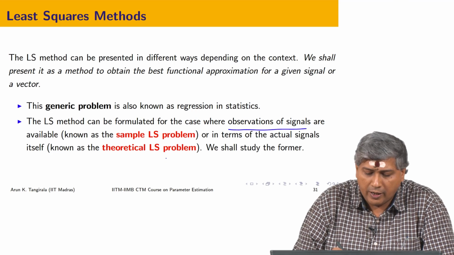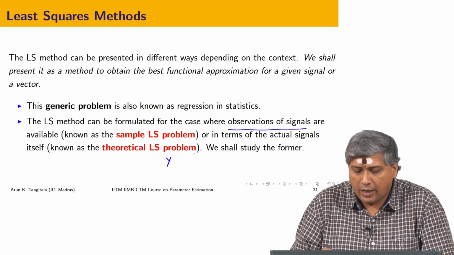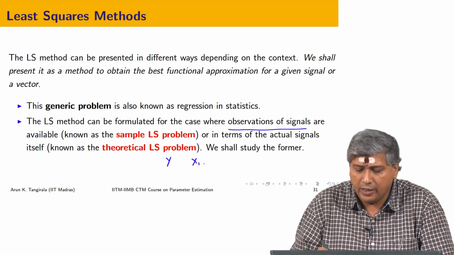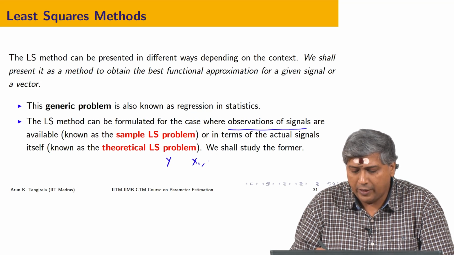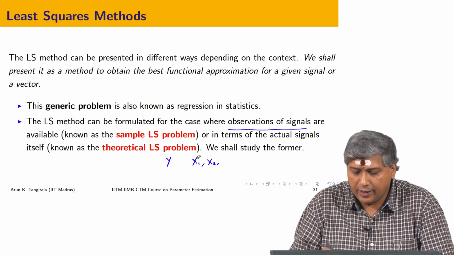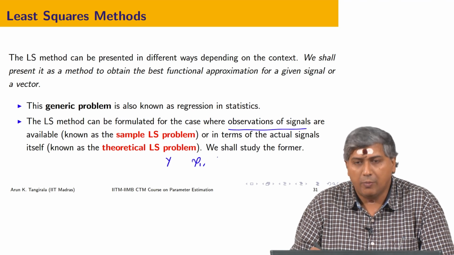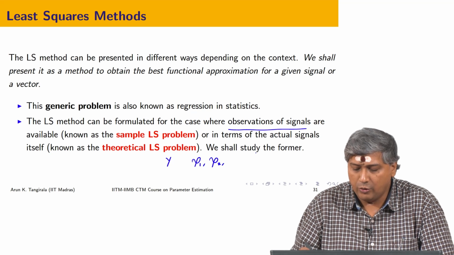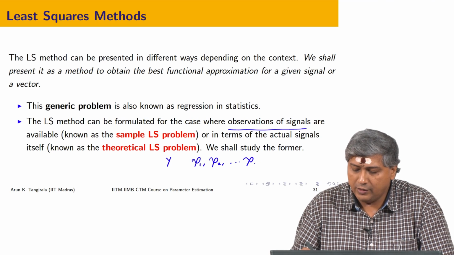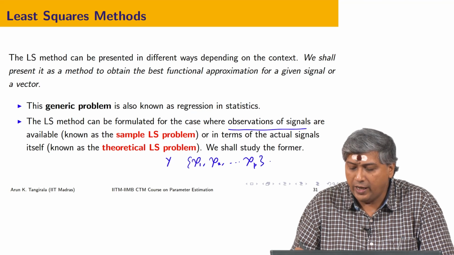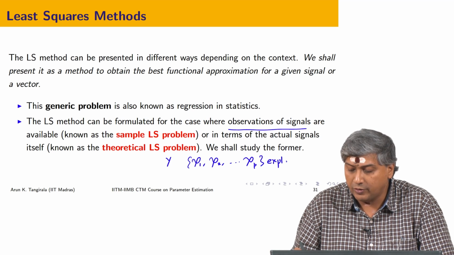So, I may have a random variable y, and I may think that this random variable y can be explained by, let us say, I am not going to use x 1, there is one random variable psi 1, psi 2 and psi p. These are my explanatory variables. There is a nice term that is used.